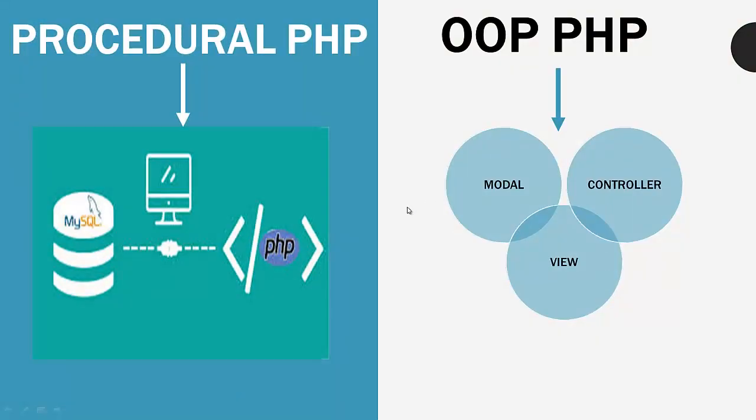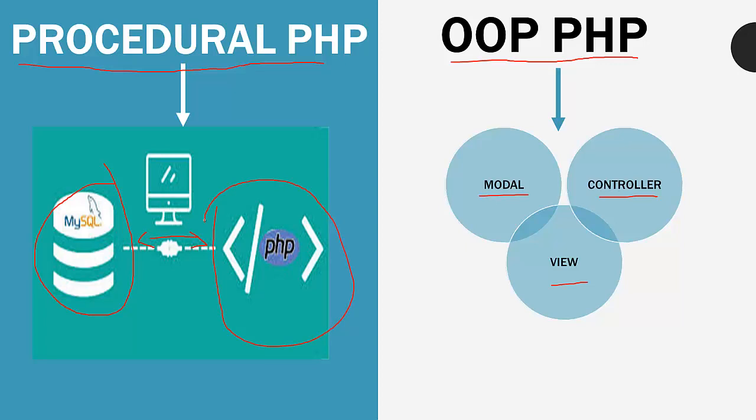As we know, there are two types of PHP. Let me open our pen here. First is our procedural PHP and second is our OOP PHP. So what is procedural PHP? Procedural PHP is just a set of files, where there is no model, controller or view. All files are directly connected to our database. So this is our procedural PHP.